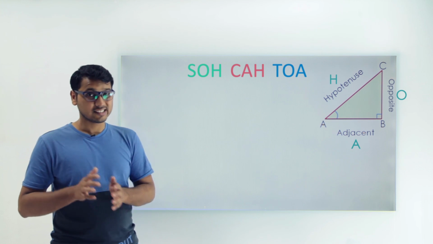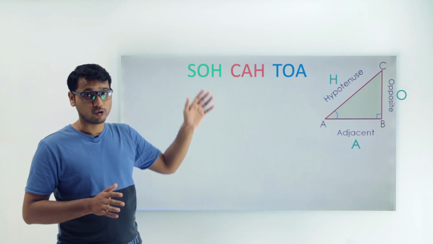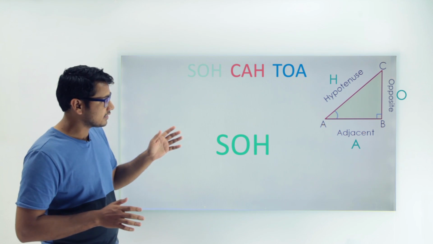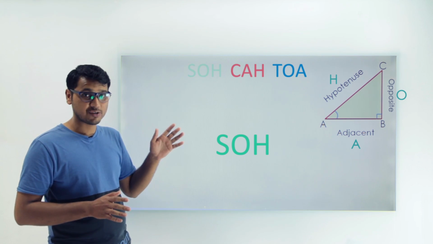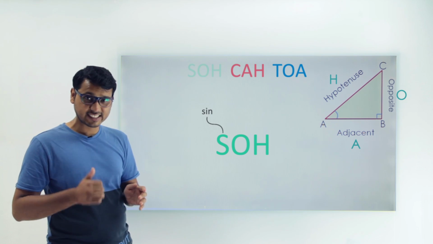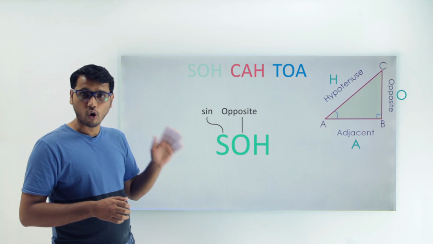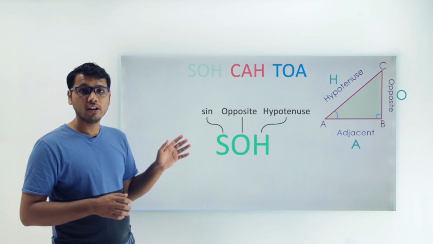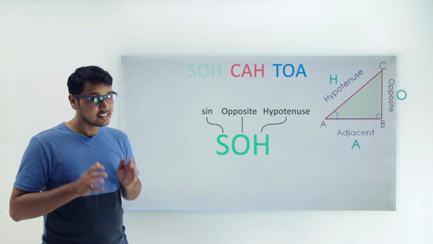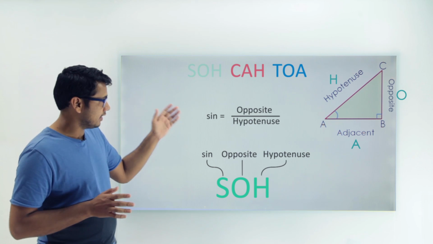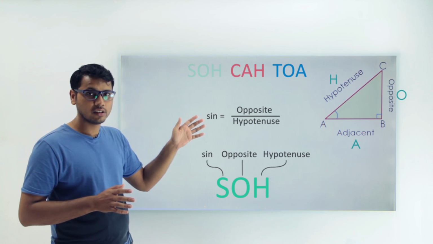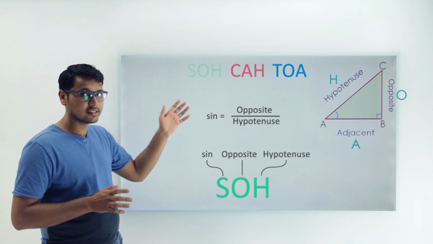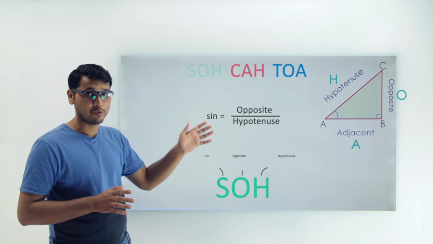So let's understand what this SOH CAH TOA means. SOH means S stands for sine, O stands for opposite, and H stands for hypotenuse. So we'll say that sine is opposite upon hypotenuse. The value of sine is opposite upon hypotenuse.